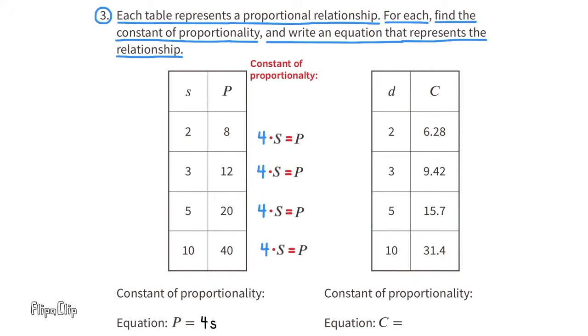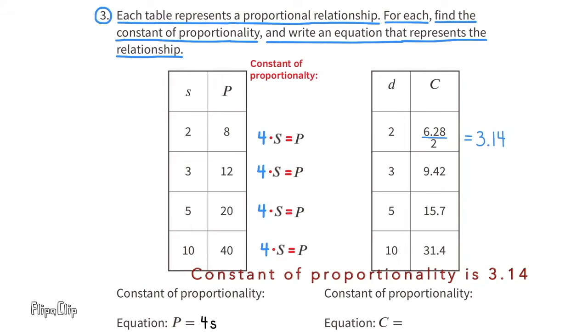For the table on the right, we need to find the constant of proportionality, and we need to write an equation to represent the value of c. c divided by d would tell us the constant of proportionality. 6 28/100 divided by 2 equals 3 14/100. So the constant of proportionality is 3.14. We divided 6.28 by 2 to get 3.14.